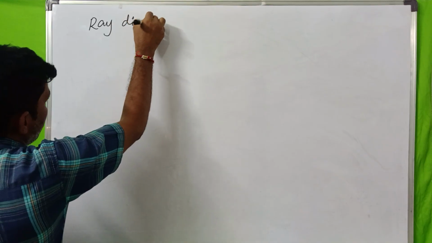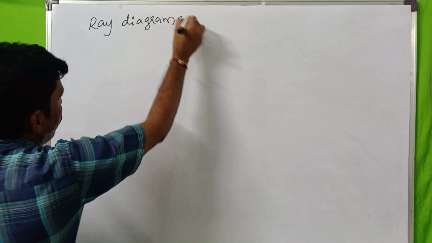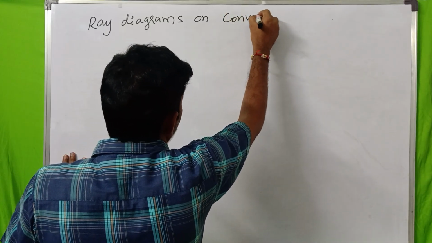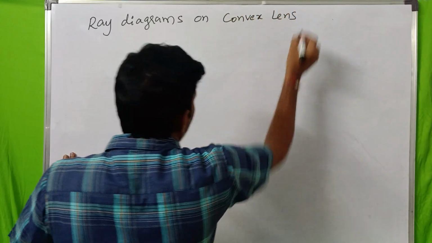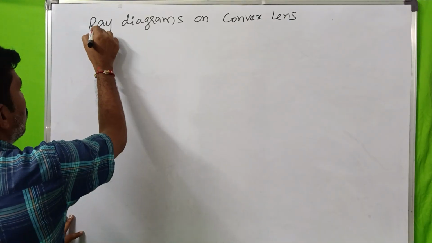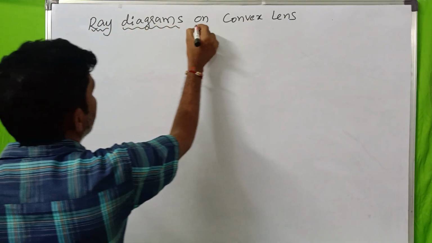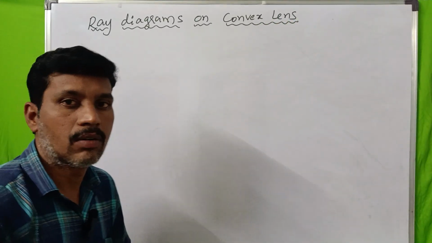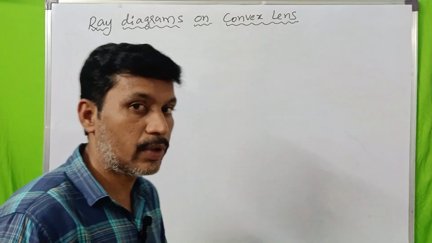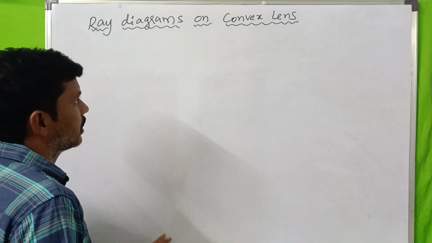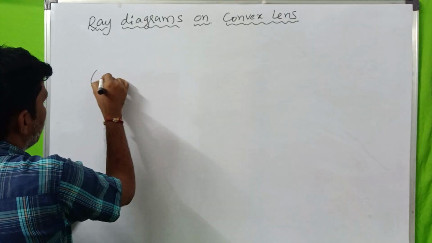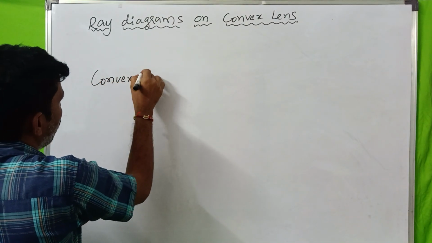Ray diagrams on convex lens. Now, before going to discuss the convex lens ray diagrams, what is meant by convex lens?